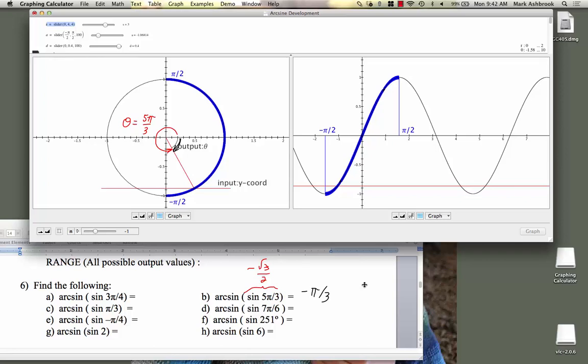Because the output of arc sine has to be an angle between negative pi over 2 and pi over 2. Those are the outputs of arc sine. So if our y-coordinate is negative radical 3 over 2, it's the one angle between negative pi over 2 and pi over 2 that gets us that y-coordinate, right there. There's the y-coordinate. Is it better?